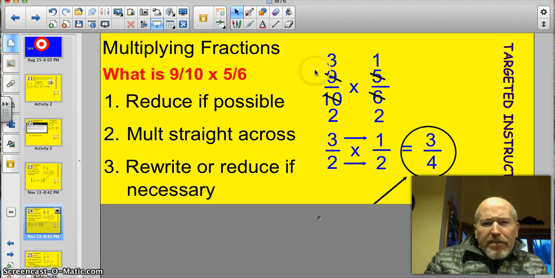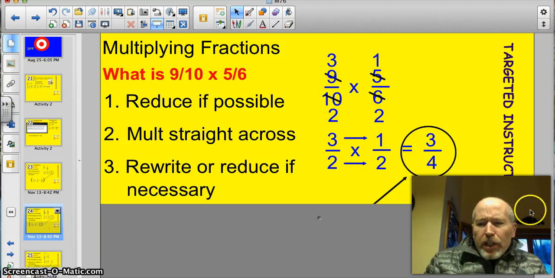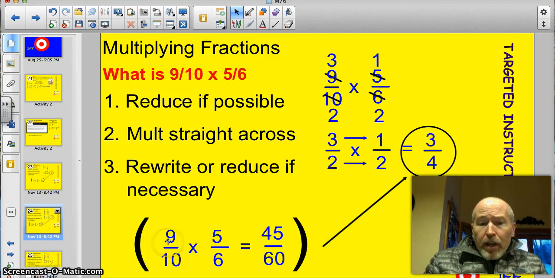And again, if this piece here is messing you up or you're a little confused about that reducing early, you can do it the other way. Just multiply straight across. 9 times 5 is 45. 10 times 6 is 60.